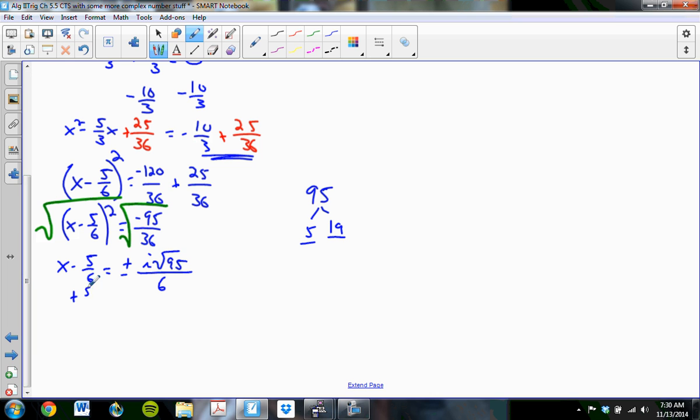I add 5/6 to both sides, and I get that x equals 5/6 plus or minus i root 95 over 6. And there are my solutions.